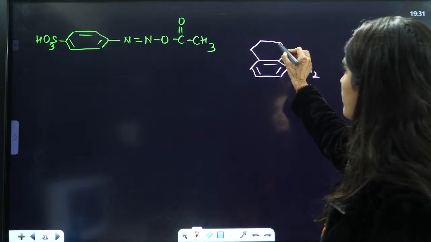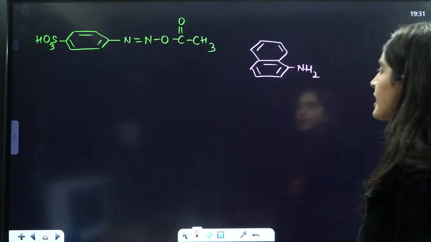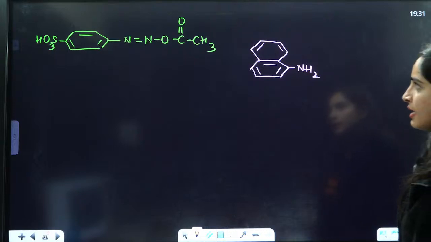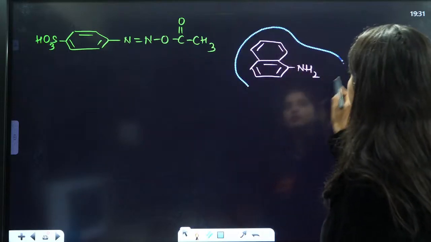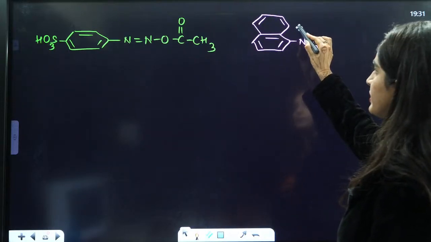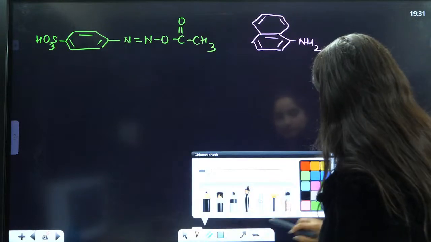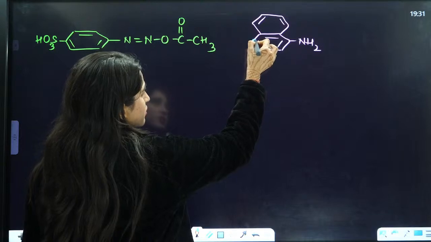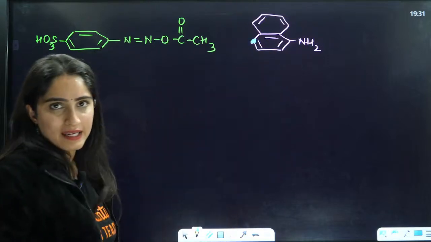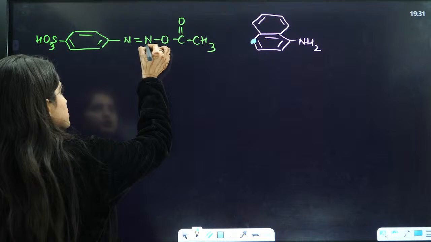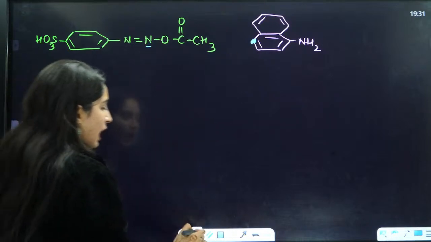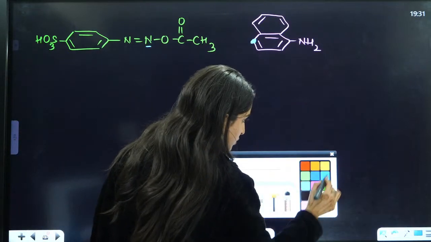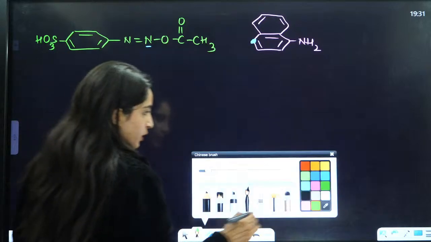Double bond, single bond, double bond, double bond, right? Now this is the thing that you have. Now what will happen? The para position, opposite to this NH2, and this azo group will attach with each other. That is called azodye. Okay, so what will they form?